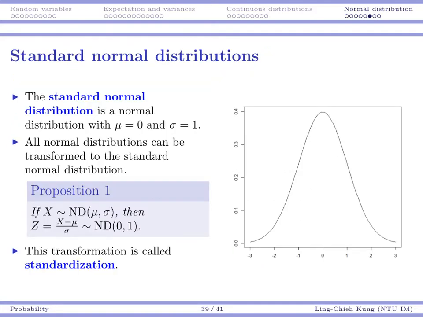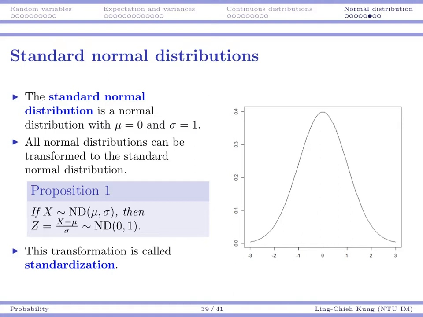Among all those normal distributions, one is important. It is called the standard normal random variable, or standard normal distribution. If mu is 0 and sigma is 1, then we say this normal distribution is a standard normal distribution. Obviously there are so many normal distributions, and we pick one to be standard.